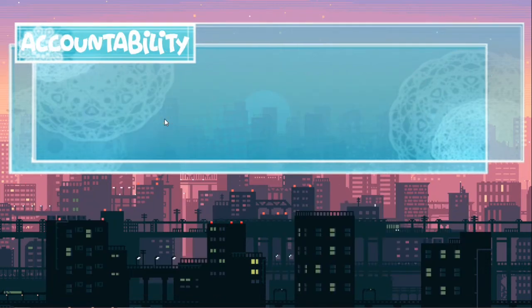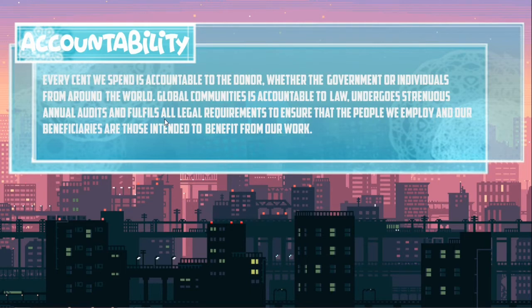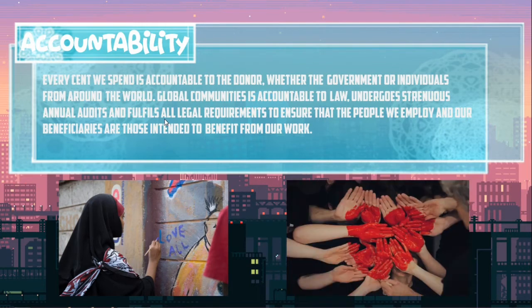Accountability. Every cent we spend is accountable to the donor, whether the government or individuals from around the world. Global Communities is accountable to law, undergoes strenuous annual audits, and fulfills all legal requirements to ensure that the people we employ and our beneficiaries are those intended to benefit from our work. They ensure that all the donations that they receive will be monitored and audited by unknown groups that will make us transparent to the people of all the expenses of the project.